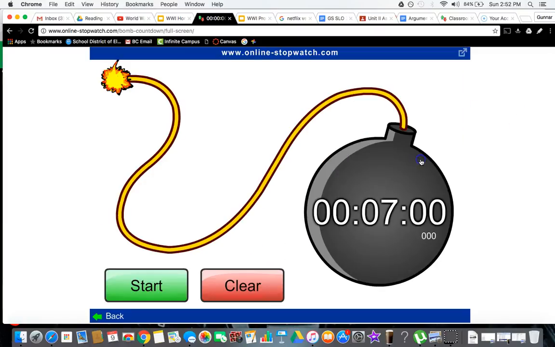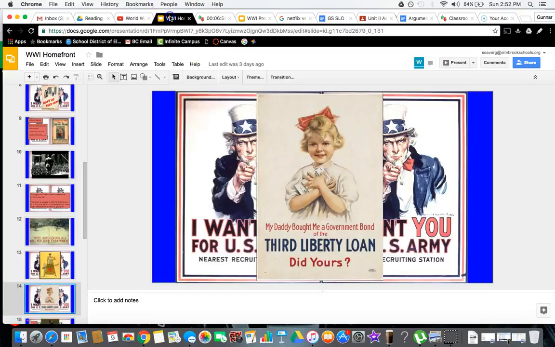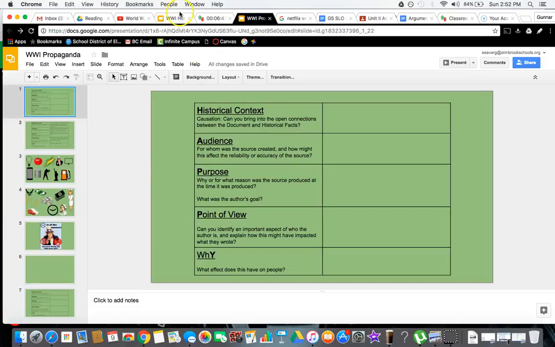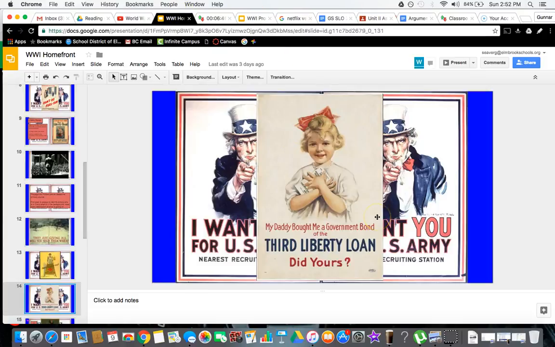And then I want you to look back at that poster. My daddy bought me a government bond of the Third Liberty Loan. Did yours? And I want you to break it down using HAPPY. So I'll leave this up here on the screen for you guys. But take the next minutes, really think about that, and try and get detailed with your answers.